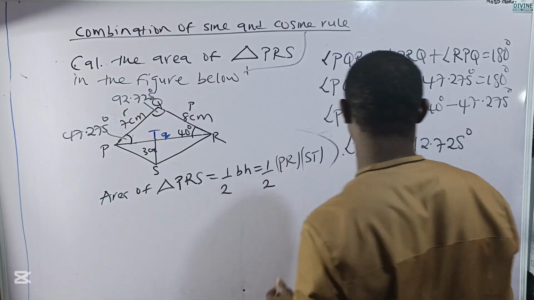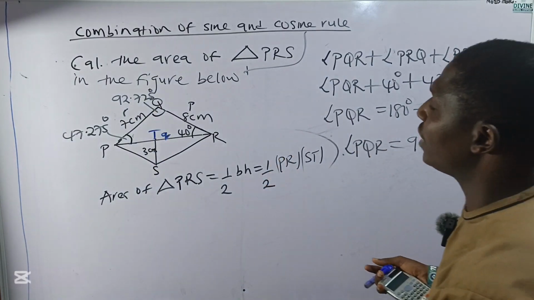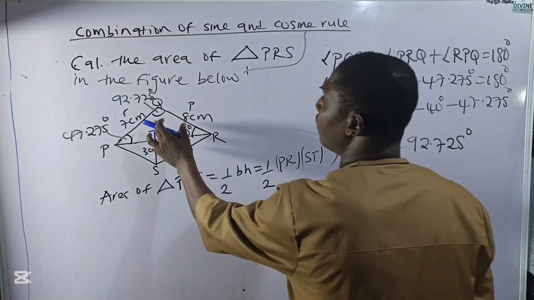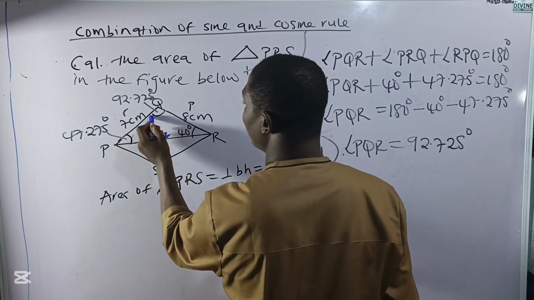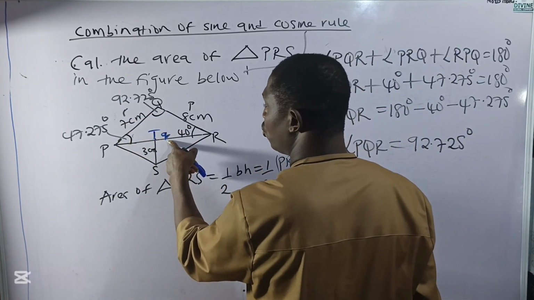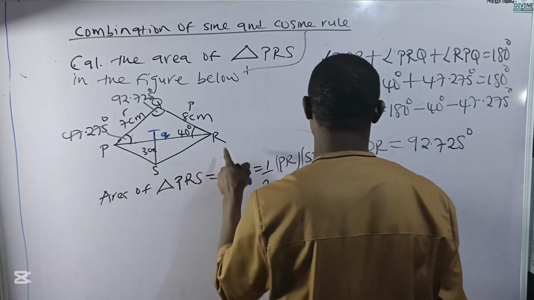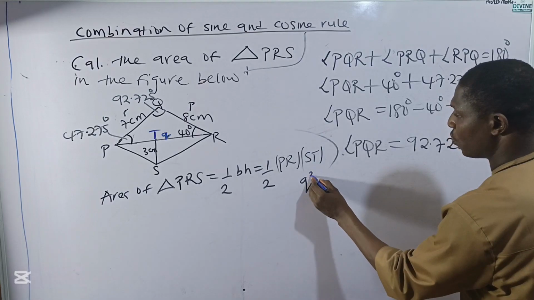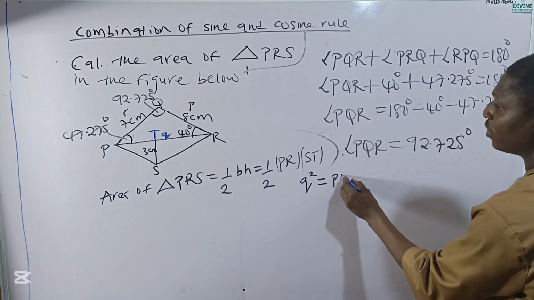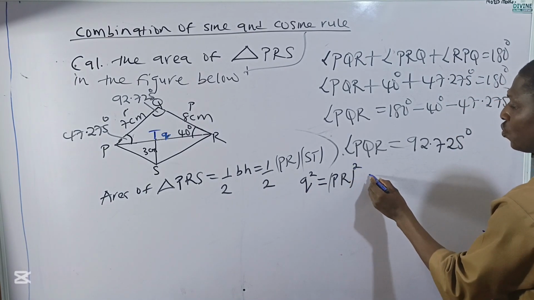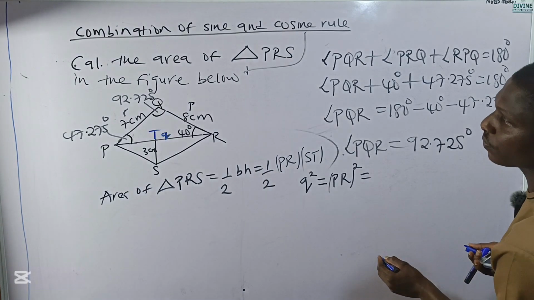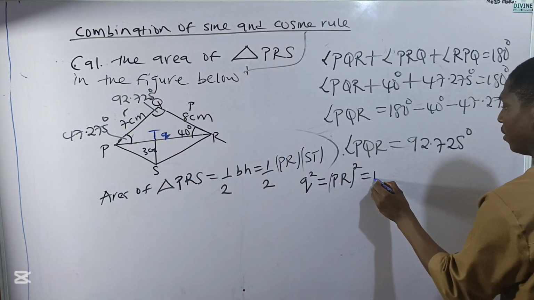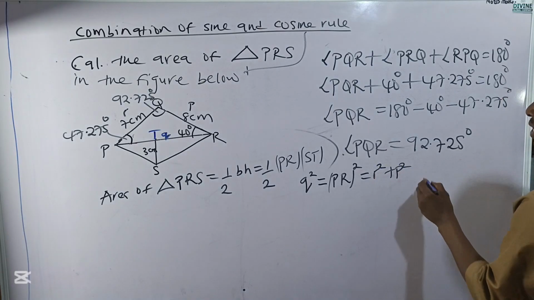So I've gotten that, and with that I can get my small letter q, because I now have the two sides and the included angle. I can use cosine to get my q, and q equals PR. Remember, I will have my q squared, which equals PR squared, equal to r squared plus p squared.